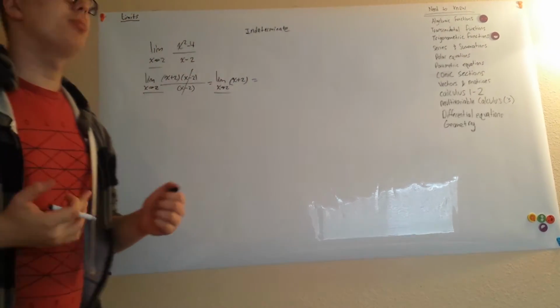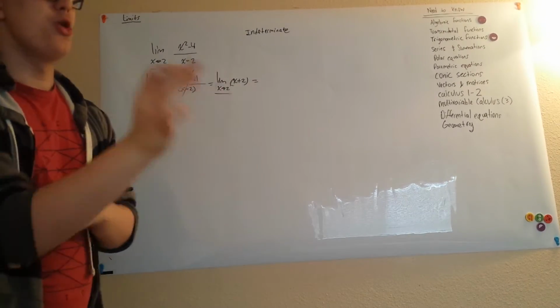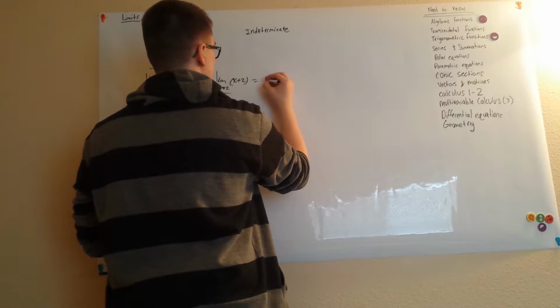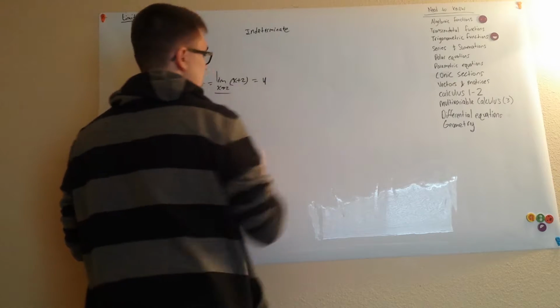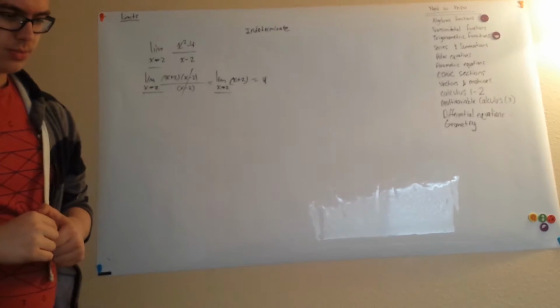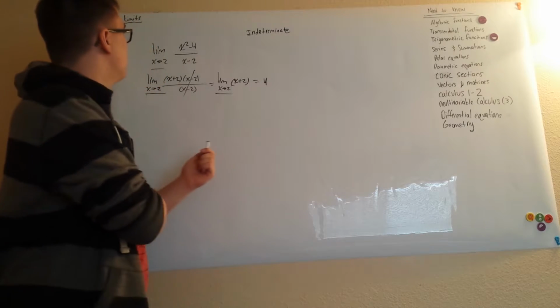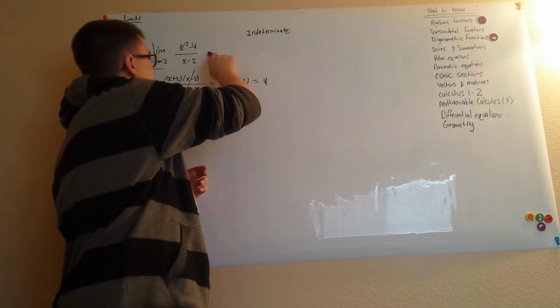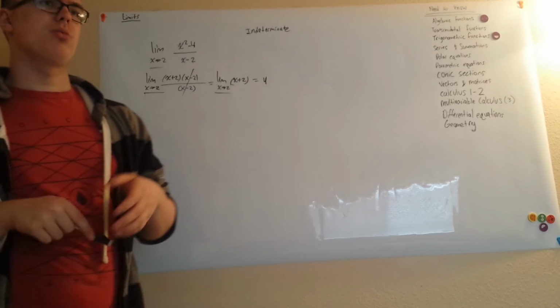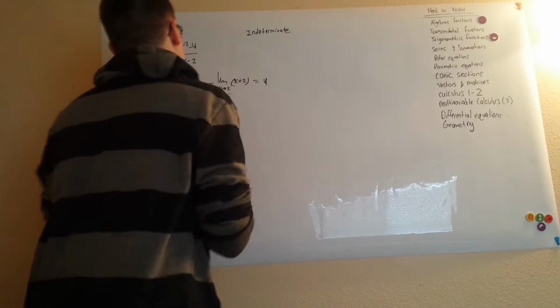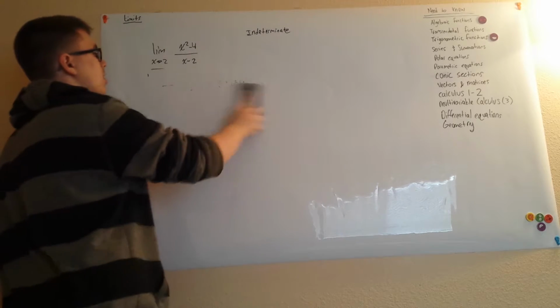As soon as you plug in the number, you can stop writing limit. That's 4. So what we just did is we took an indeterminate form and turned it into something we can plug in. Kind of easy, right?